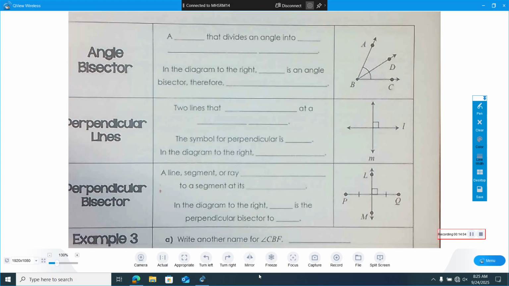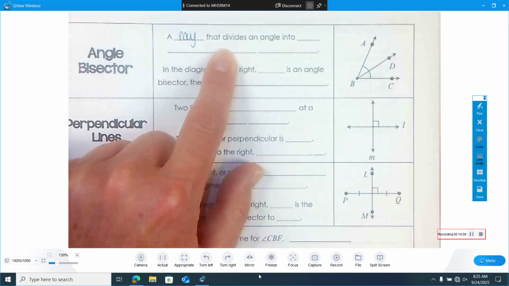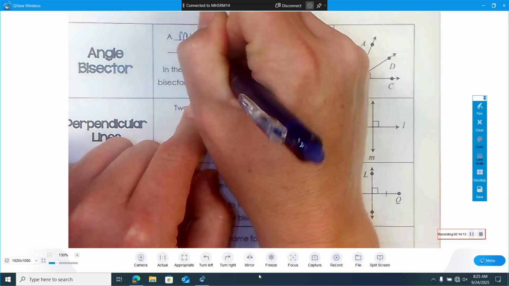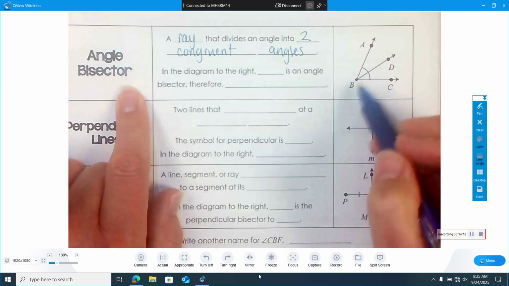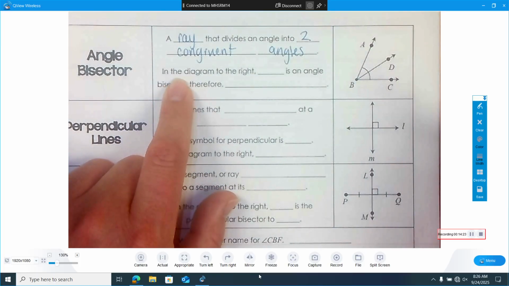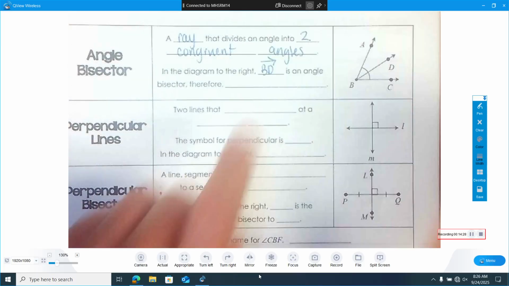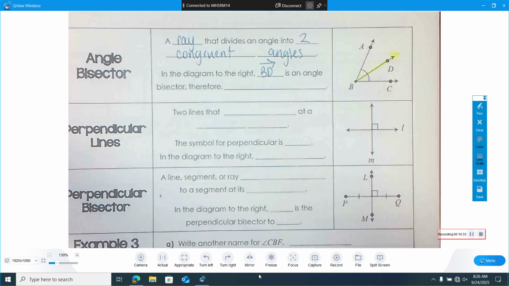So angle bisector: a ray that divides an angle into 2 congruent angles is called an angle bisector. In this diagram to the right, ray BD, I'm going to highlight that ray. So BD is right here. There's ray BD. Ray BD is an angle bisector.